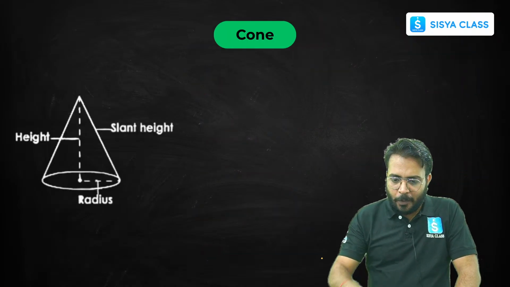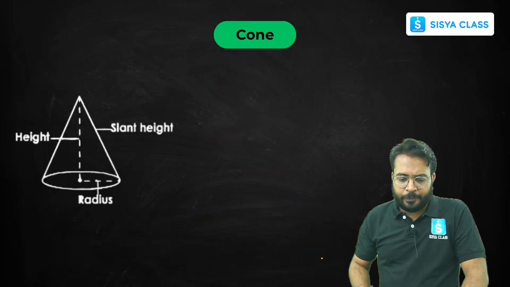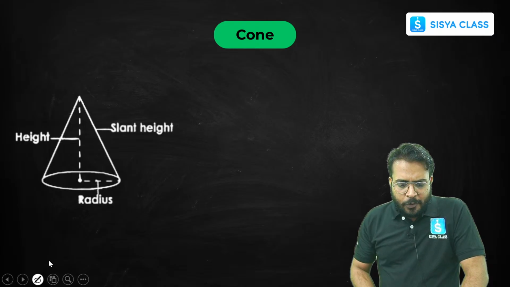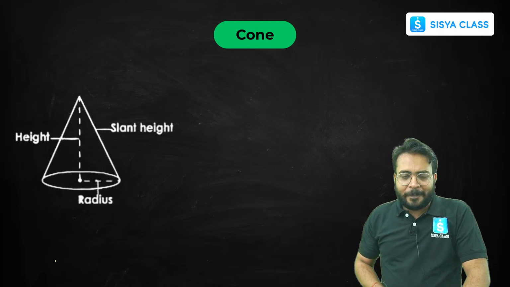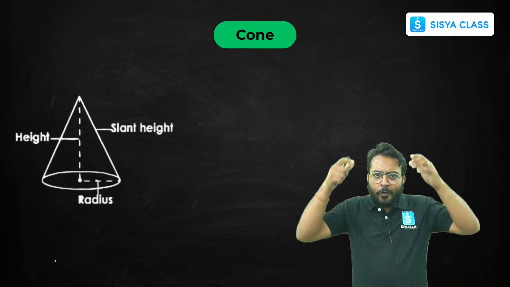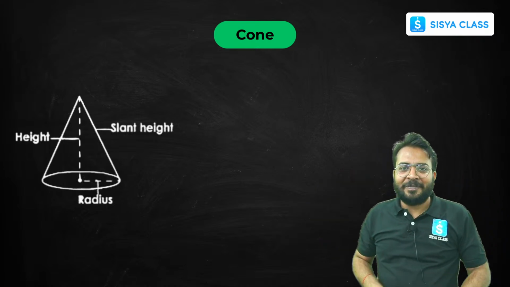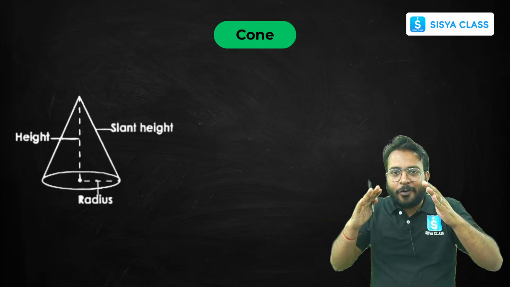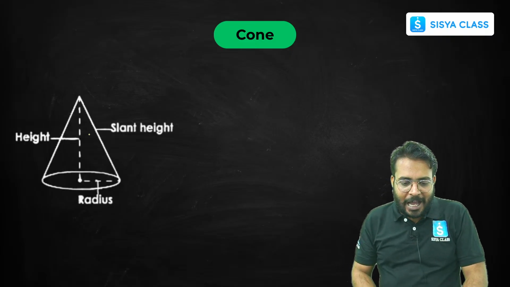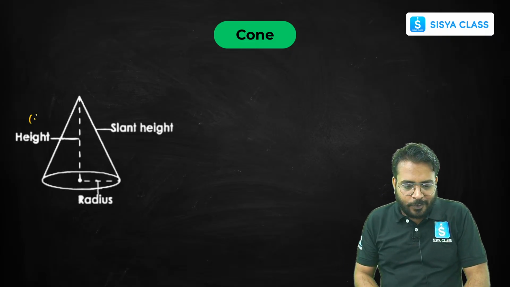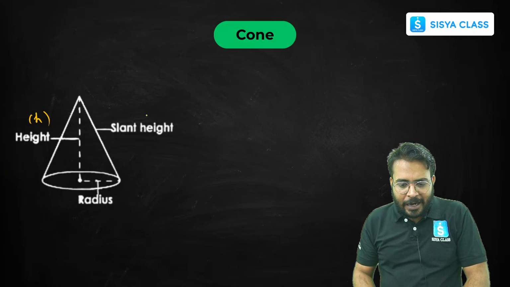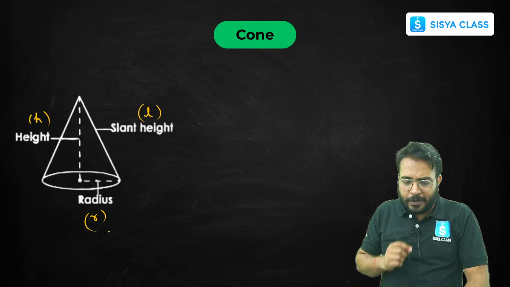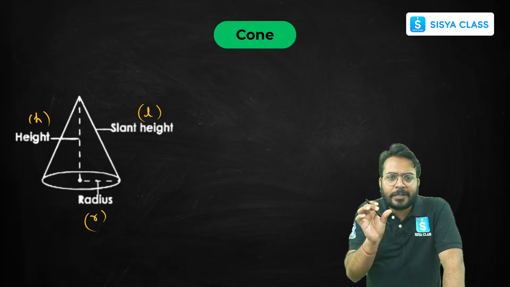Now for the cone, how does this cone look? Have you ever used a birthday cap in your birthdays? The birthday cap is of the shape of a cone. It is having some height. Suppose my height is small h, suppose my slant height is l, and my radius is r. So radius r and height h.